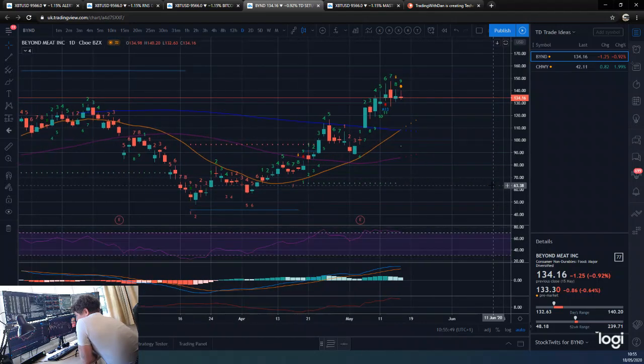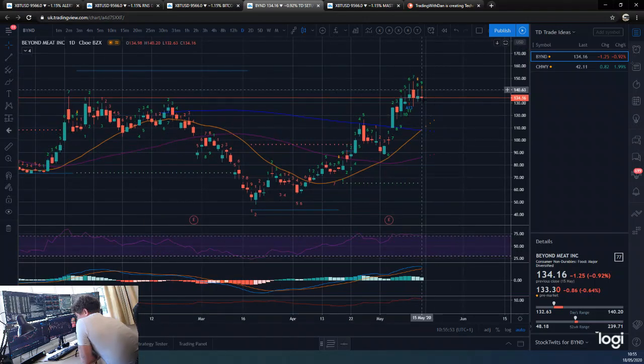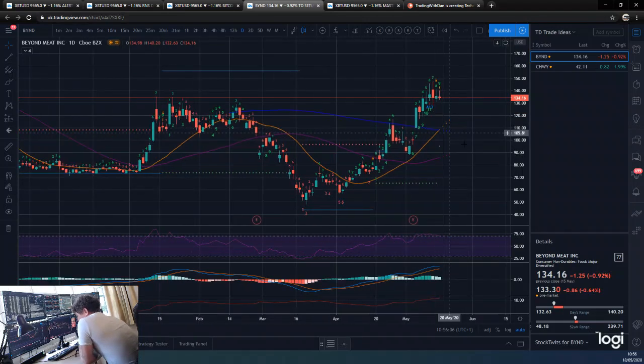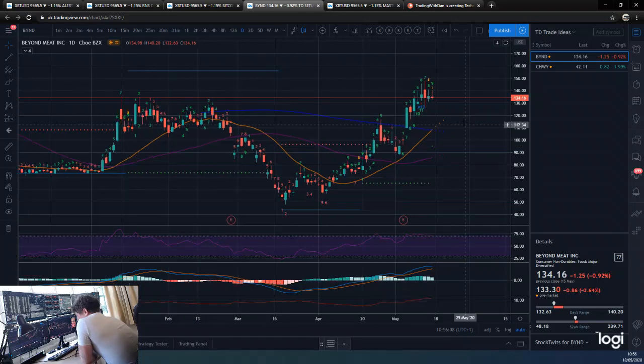So we've got this daily 9 now on the Beyond Meat. This is what we were looking at. This is looking toppy. It's looking like we could come down and at least test the 21. Test the cross. It's not a golden cross, it's just a 21-200 cross. It's not as significant as a 50-200, which is known as the golden cross. But yeah, this is looking toppy.